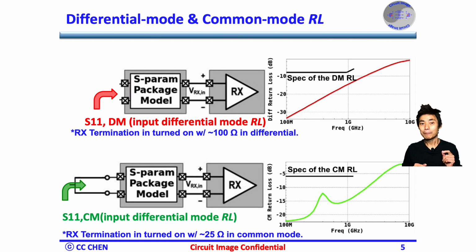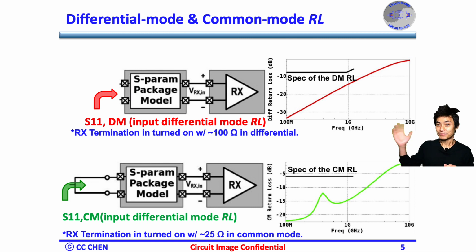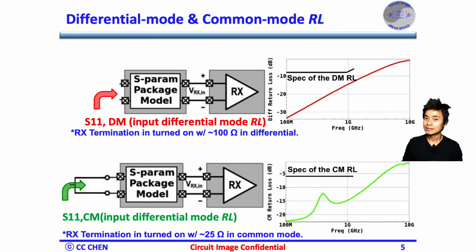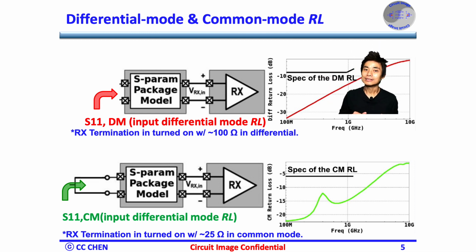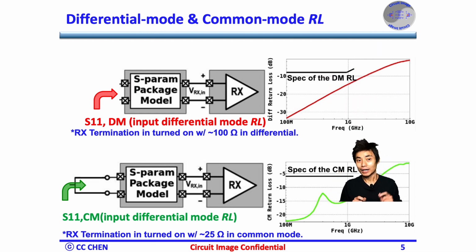If we are looking at both return loss results, you might notice that there are specifications for both return losses, which is true for most protocol standards. Also, the specification of the differential mode return loss is usually 8 dB up to the bit rate with slight tolerance, and the specification of the common mode return loss is usually 6 dB up to the bit rate.